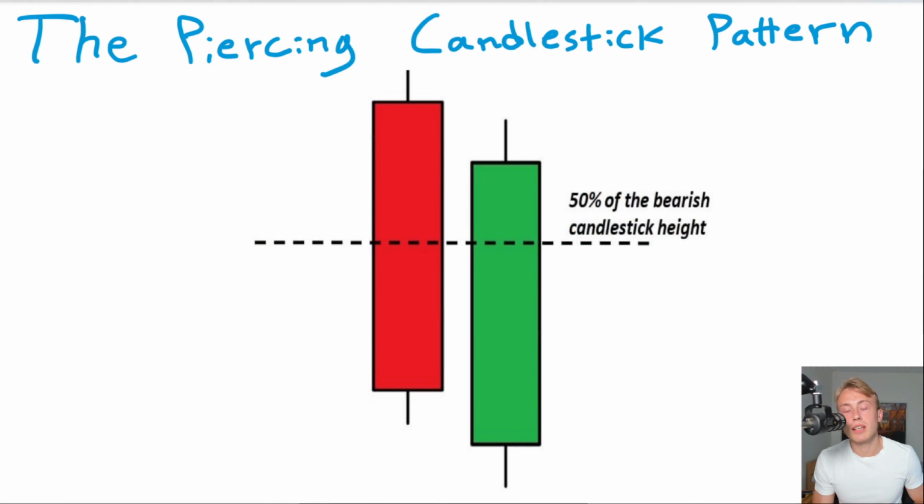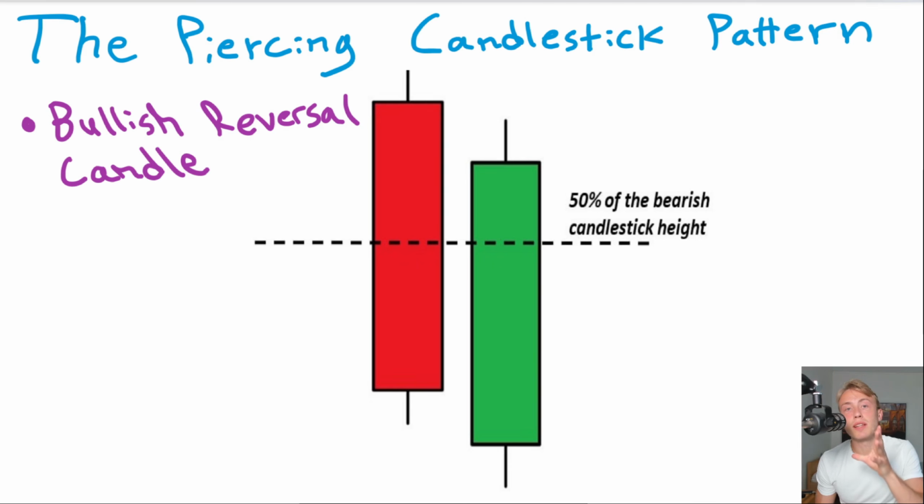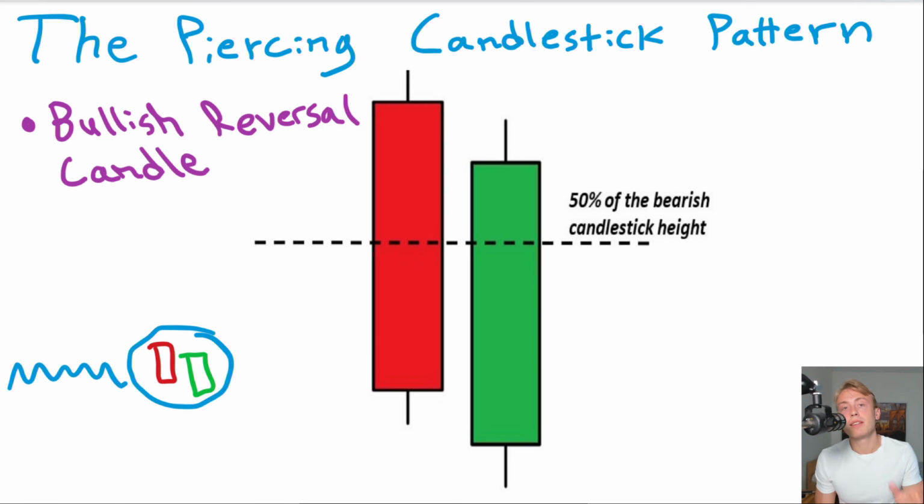Alright, so the piercing candlestick pattern. Well, first of all, we said that it is a bullish reversal candle. So that means that prior to the pattern, we need to have a downtrend. The piercing pattern is only valid if we have a downtrend prior to the actual pattern. So if we, for example, have a sideways movement and then we see a piercing pattern appear, then it is not a valid piercing pattern. We need to have a downtrend, and preferably a strong downtrend, in order for it to be valid.